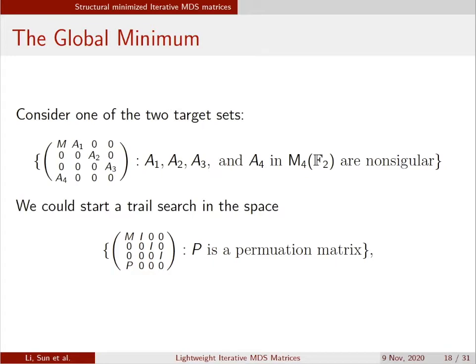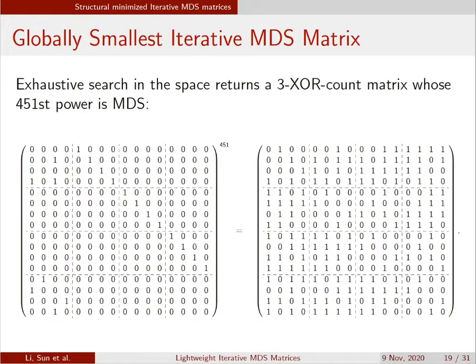And we consider one of the two target sets. We could start a trial search in a minimized space, because from the aspect of XOR count, the permutation matrix may be the best choice. So we fix A1, A2, A3, A4 all to be permutation matrices and find if we can get iterative MDS matrices. And luckily we got a 3 XOR count matrix whose 451 power is MDS.